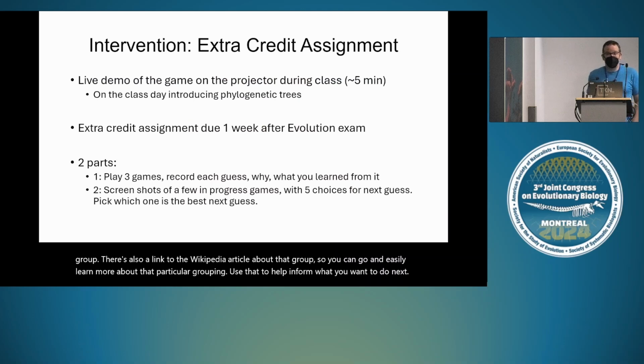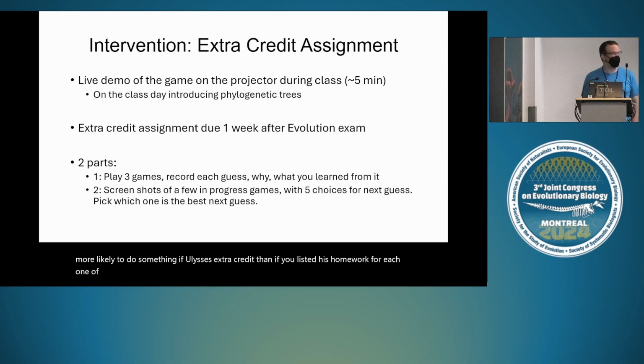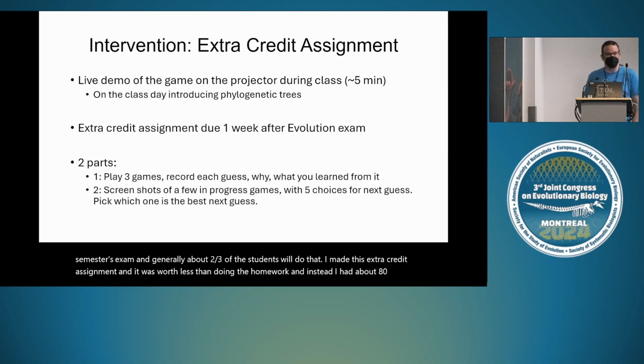So I made an extra credit assignment. I don't know about you, but I have found that students are more likely to do something if you list it as extra credit than if you list it as homework. For each one of our modules, we have a homework exercise that is essentially, here's a previous semester's exam. And generally about 2/3 of the students will do that. I made this extra credit assignment, and it was worth less than doing the homework, and instead I had about 80% of people do the extra credit assignment.